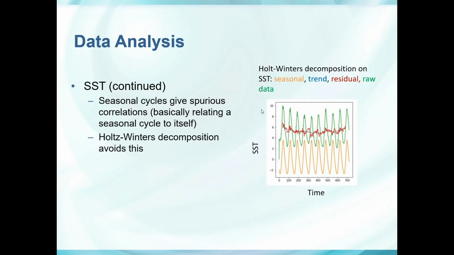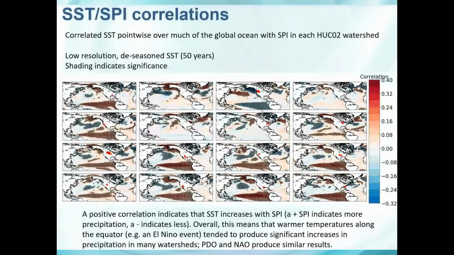What we did then was we correlated the DCENT sea surface temperature in the ocean with the SPI in each watershed over a time series of 50 years. And again, this is a low resolution DCENT sea surface temperature. The shading is indicating the significance. So what this figure is showing is which sections of the ocean have the highest correlations with the standardized precipitation index in each watershed, and each watershed is again marked in red.